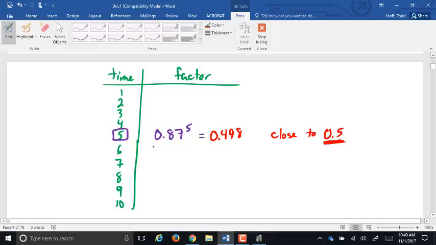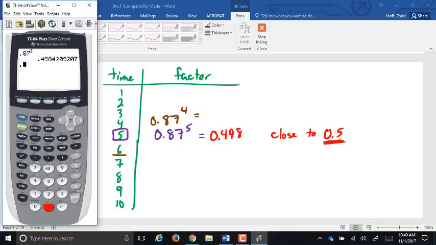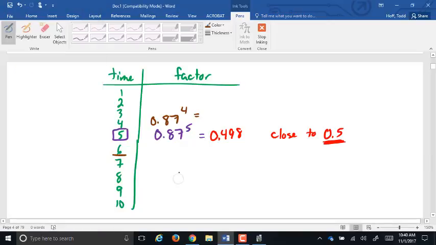Why am I doing the one right before instead of the one right after? Well, 6 is going to be even smaller because we're decaying. This is a little less than 0.5, so let's make sure that the 4 hours is not closer to it. So 0.87 to the power of 4 is 0.573. Yeah, so that's further away.